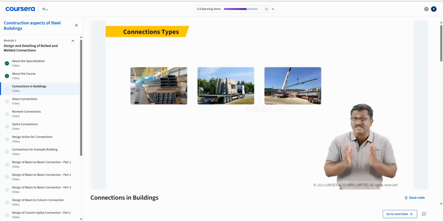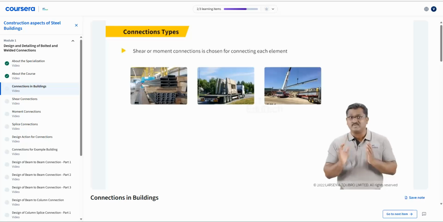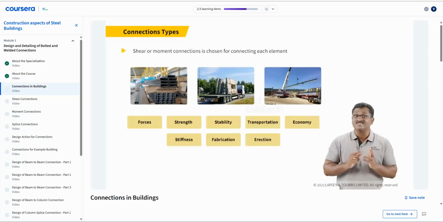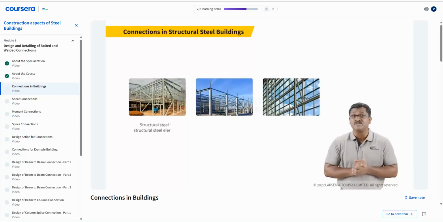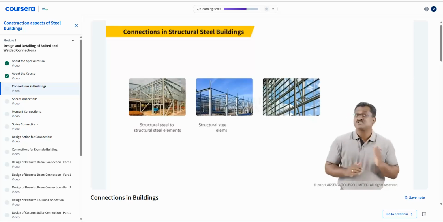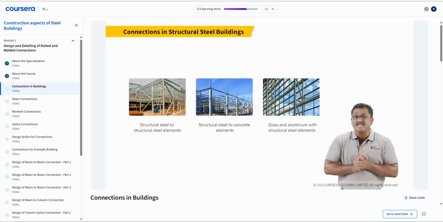As you are aware, we choose either shear or moment connections for connecting each element depending on the forces to be transferred, strength, stiffness and stability aspects, fabrication, transportation, erection and economy aspects as well. We will look into some of the main shear and moment connections used in structural steel buildings in the subsequent topics. Connections in structural steel buildings can be from structural steel to structural steel elements, structural steel to concrete elements, and it can be even glass and aluminum with structural steel elements. Let us look briefly into the various connections in buildings in the general order of execution.